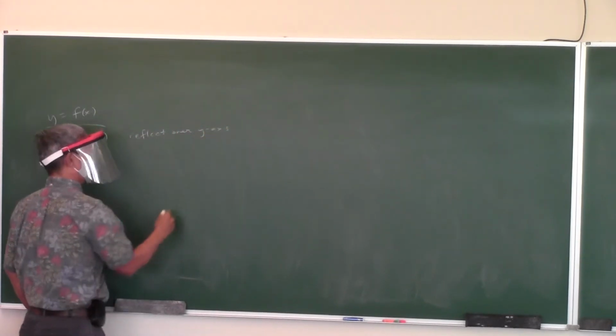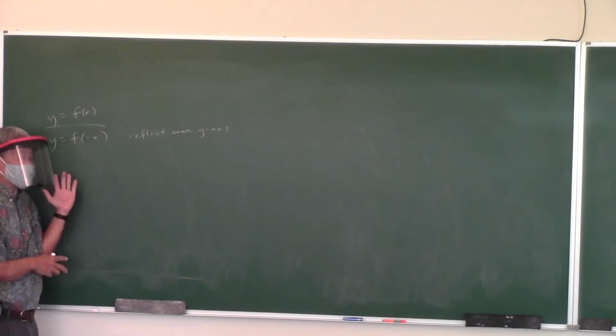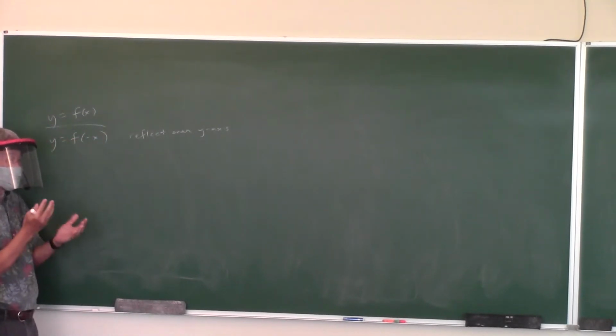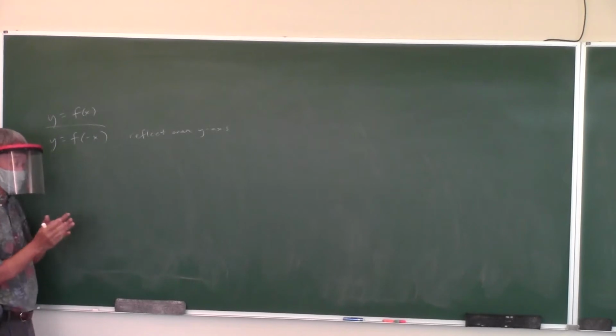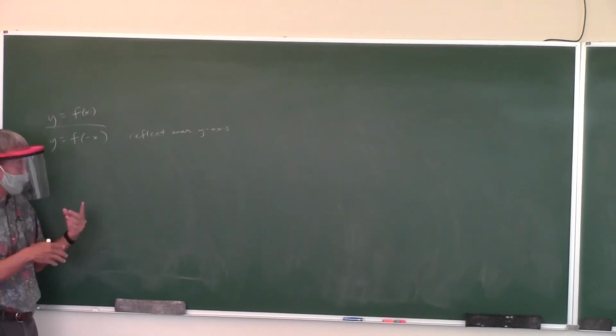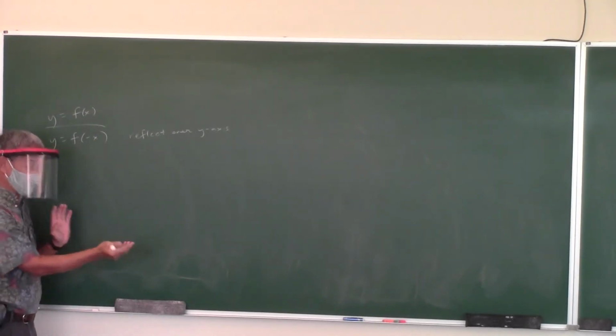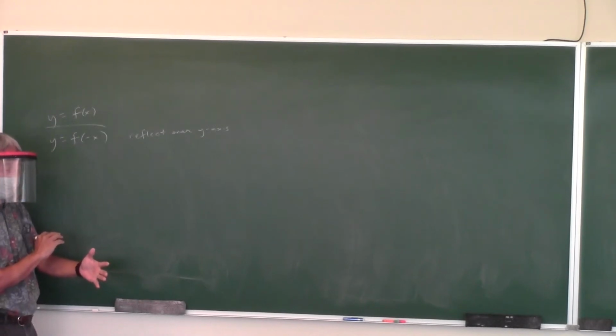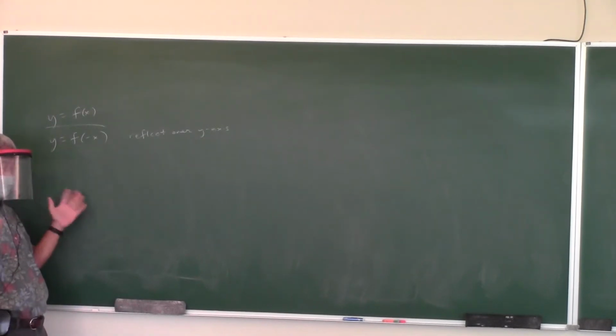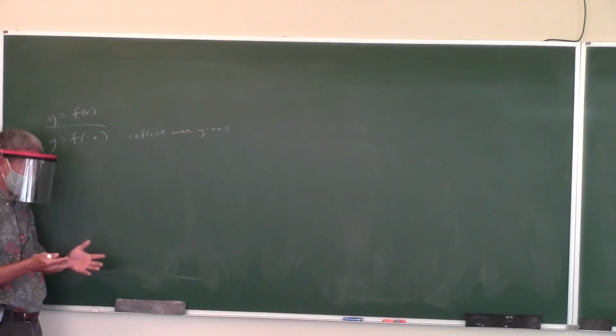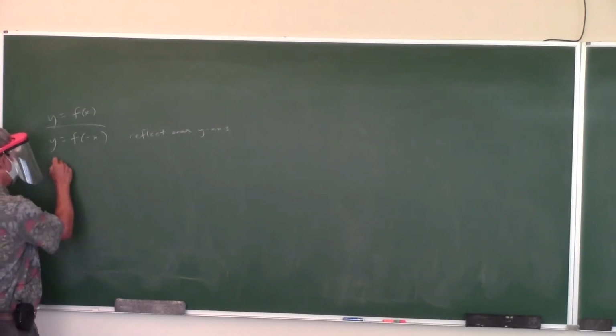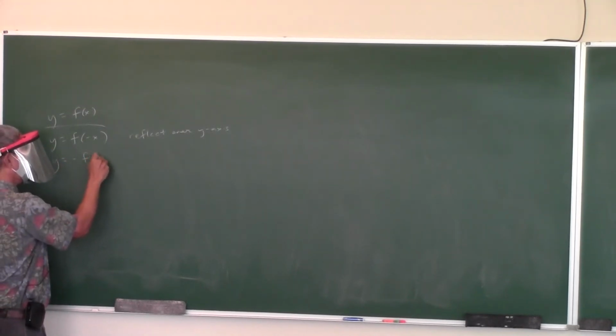Now students, when they see it, they can do it, but you have to understand what happens. If you plug in negative x for x in any function, it reflects the graph over the y-axis. It doesn't matter what the function is. If you plug in negative x for x, that's what it does. What about this?